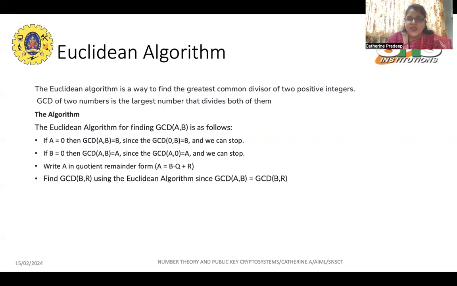So if A is 0, obviously B will be the greatest common divisor. If B is equal to 0, obviously A will be the greatest common divisor and you can stop the algorithm there itself. Otherwise, write A in quotient remainder form such that A is equal to B into Q plus R, as I told you in the division algorithm. Next you have to find the GCD of B comma R using the Euclidean algorithm. GCD of A comma B is equal to GCD of B comma R. This will be more clear when I show you with an example.